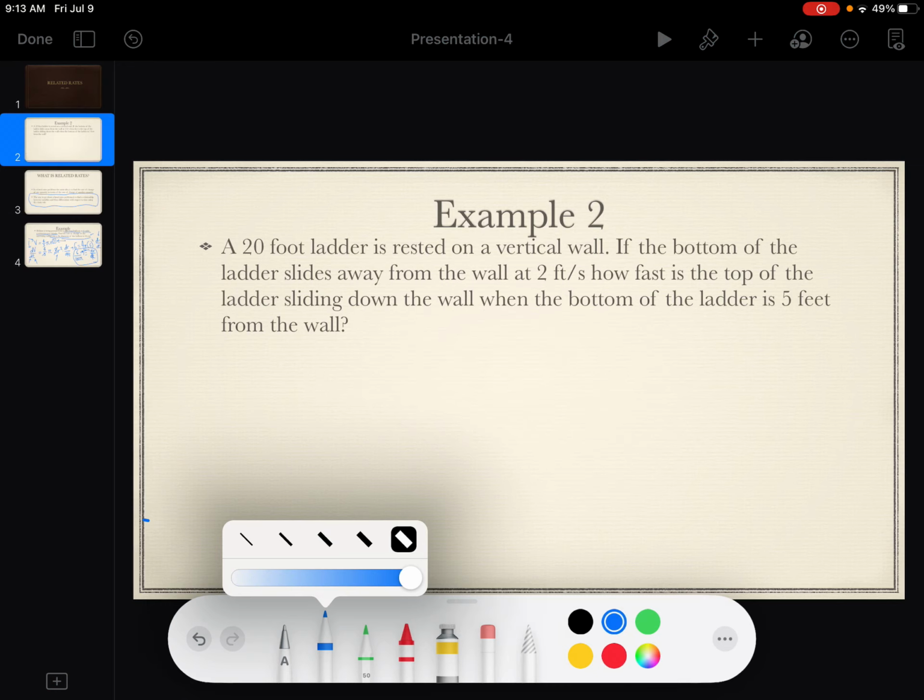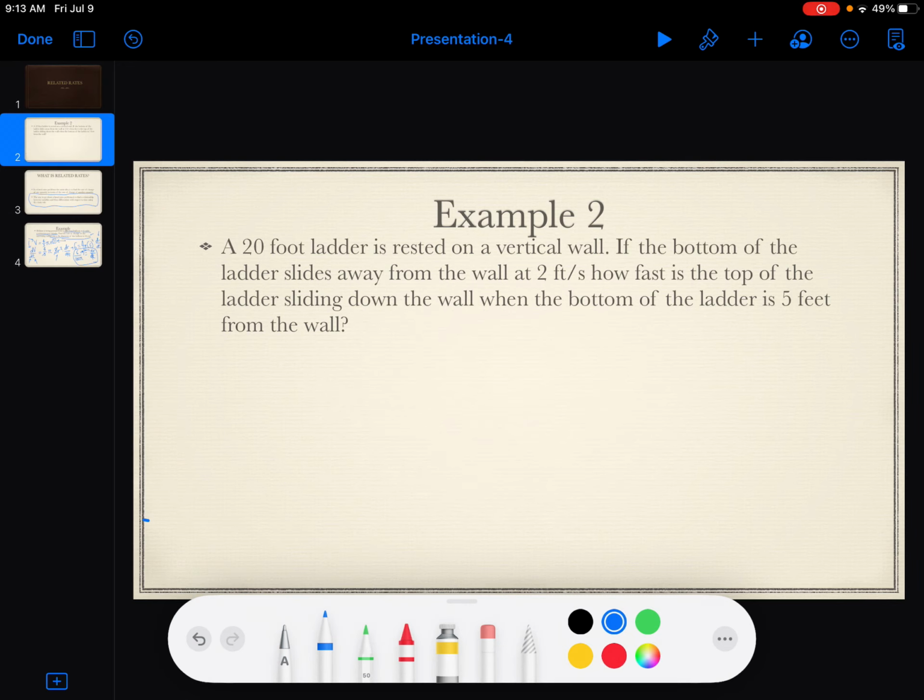So what this problem says is that we have a 20-foot ladder resting on a vertical wall. If the bottom of the ladder is sliding away from the wall at 2 feet per second, how fast is the top of the ladder sliding down the wall when the bottom of the ladder is 5 feet from the wall? Now, at first glance, like many related rates problems, you might be like, wait a second, how am I supposed to know this? Somebody on the street, if you just showed them this, they'd probably answer, it's probably 2 feet per second as well. But that isn't the case.